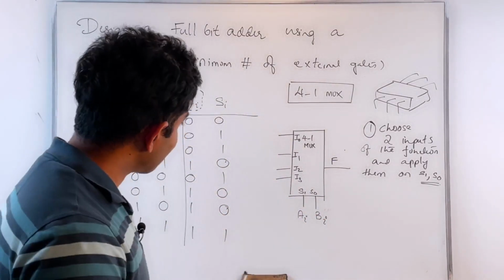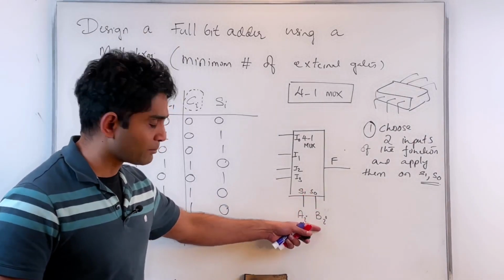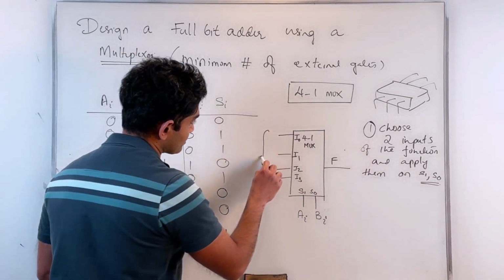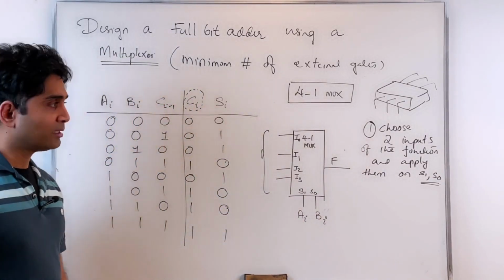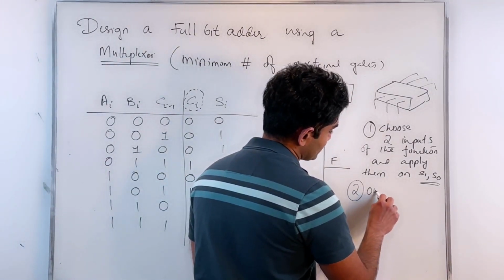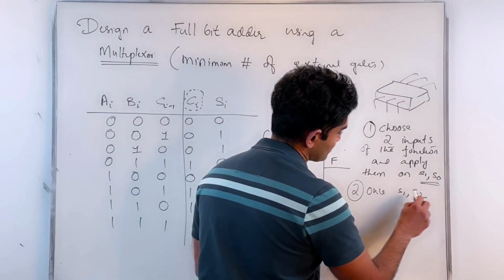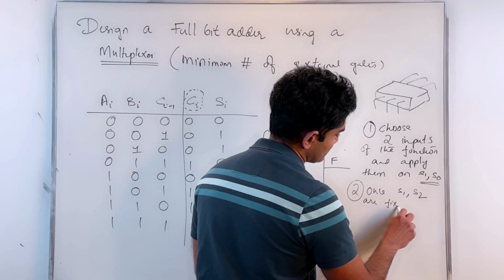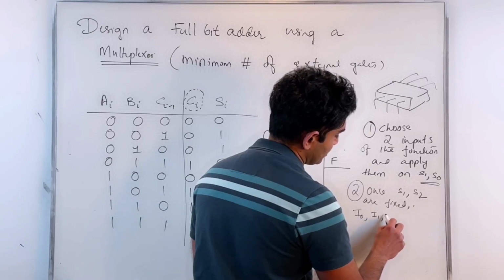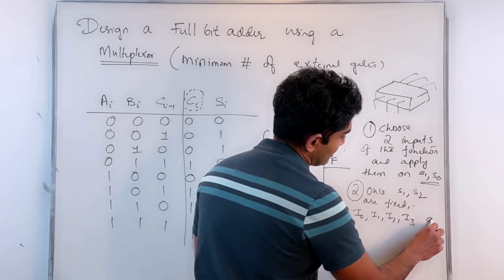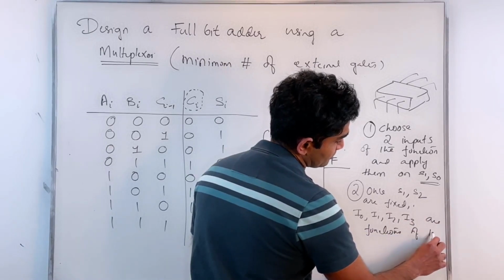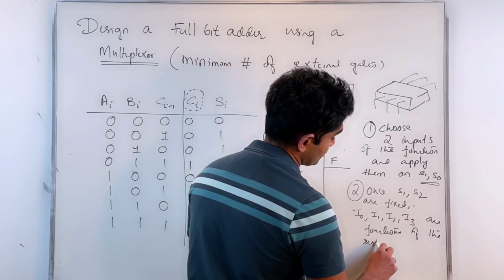Once I fix these inputs, what I should be applying on I0 through I3 are functions of the rest of the inputs. So the second thing is, once S1 and S0 are fixed, I0, I1, I2, I3 are functions of the rest of the inputs.